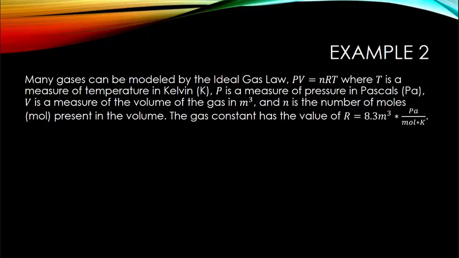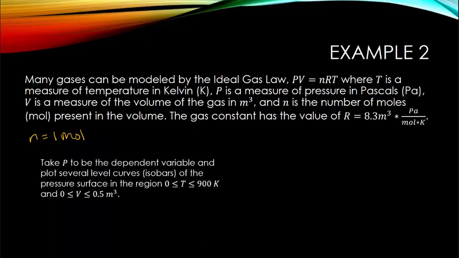Now in example 2, still using little n equal to 1 mole of my gas, I want to take P to be my dependent variable and plot several level curves of the pressure surface in the region from 0 is less than or equal to T, which is less than or equal to 900 Kelvin, and from 0 is less than or equal to V, which is less than or equal to 1/2 meters cubed. Again, I go back to my original gas law, and I'm solving this now for P, so that I get P is equal to nRT over V.